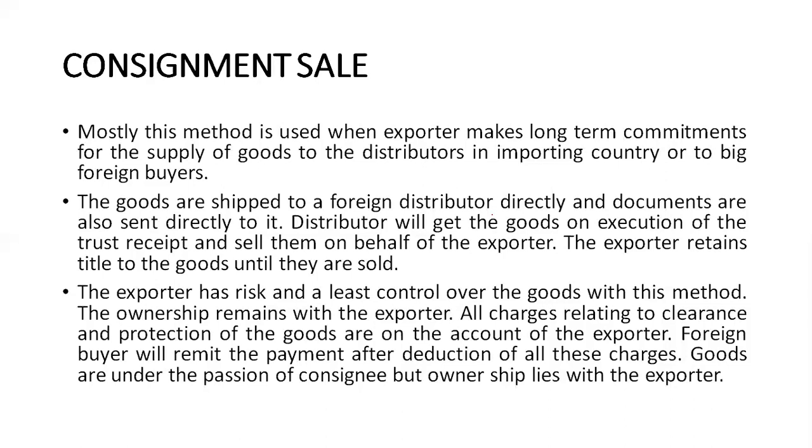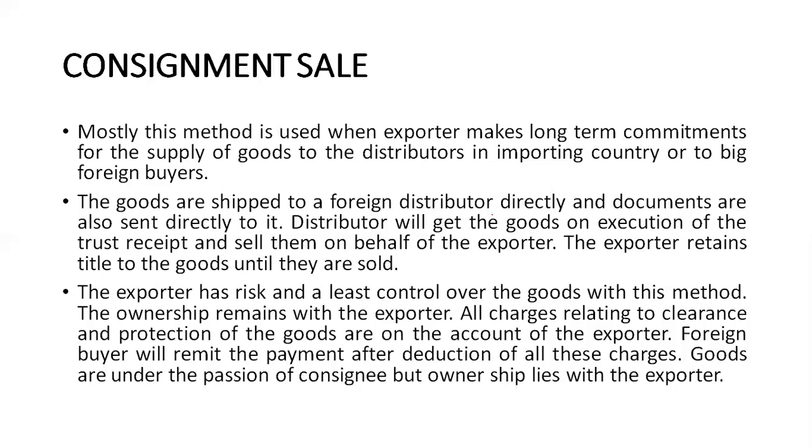The goods are shipped to a foreign distributor directly, and documents are also sent directly. One of the most important advantages in consignment sale is there is no need to include even a bank. You can send it directly to your importer, because here you are going to use them as a distributor. Since you have a good relationship with them, you can send the documents directly to them. The distributor will get the goods on execution of the trust receipt and sell them on behalf of the exporter. The exporter retains the title of the goods until they are sold. This is what I am trying to tell you.